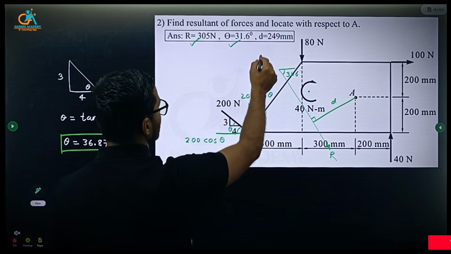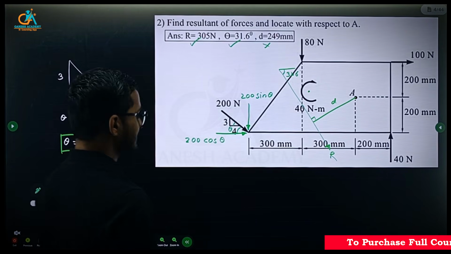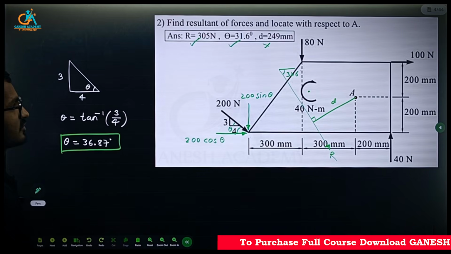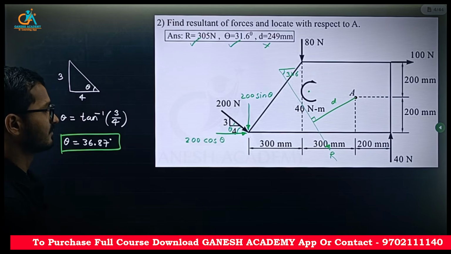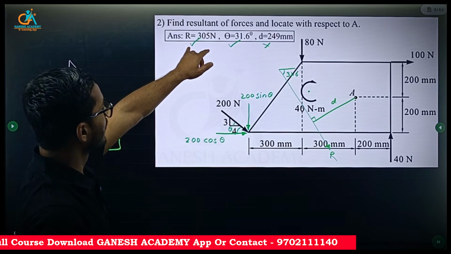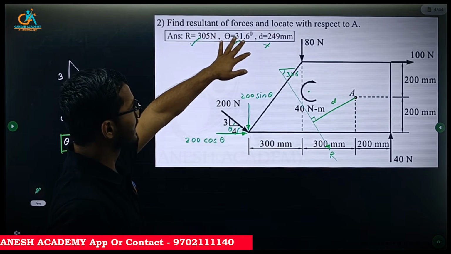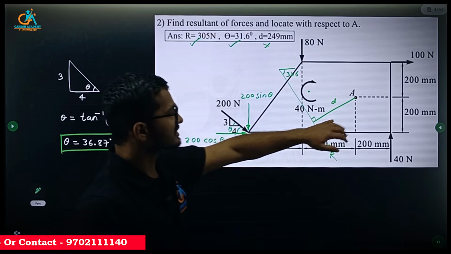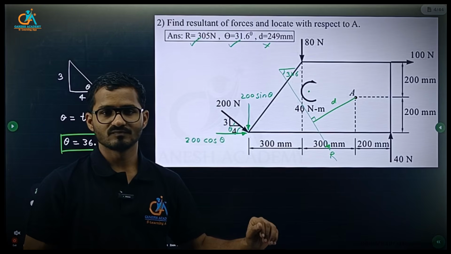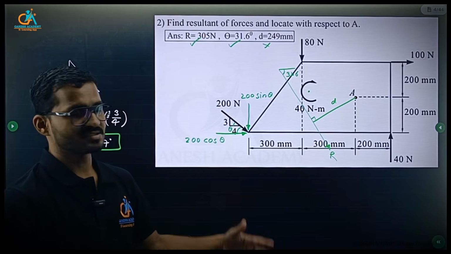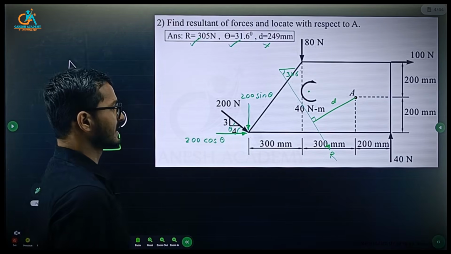Again, this is wrong. D distance is wrong. It should be 379.84. Okay, all the remaining, angle, magnitude of the resultant and direction, is correct, but with respect to this point A, the answer, the perpendicular distance, is wrong.